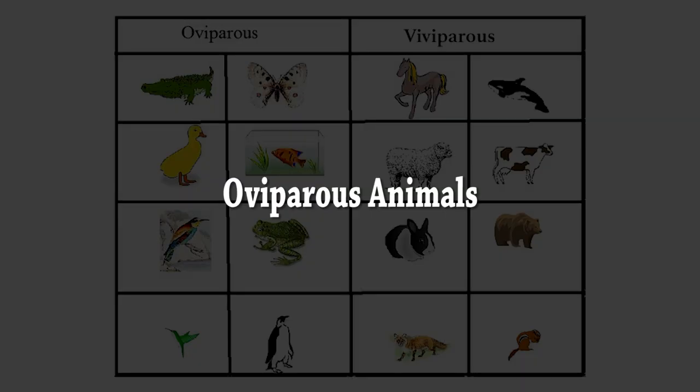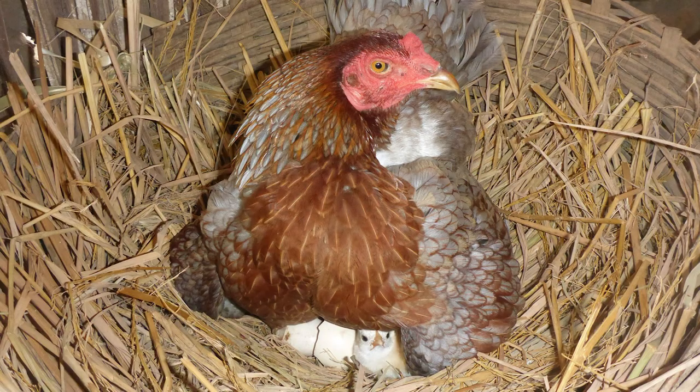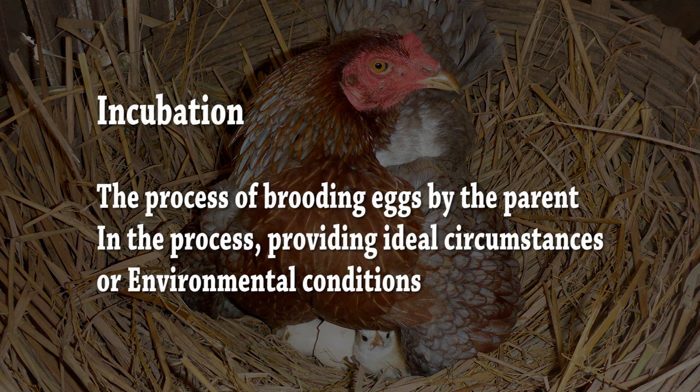Oviparous animals: animals which lay eggs are called oviparous animals. Eggs are laid and incubated by parents. What is incubation? The process of brooding eggs by the parent, in the process providing ideal circumstances or environmental conditions.